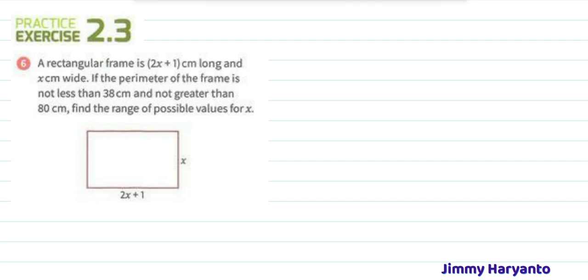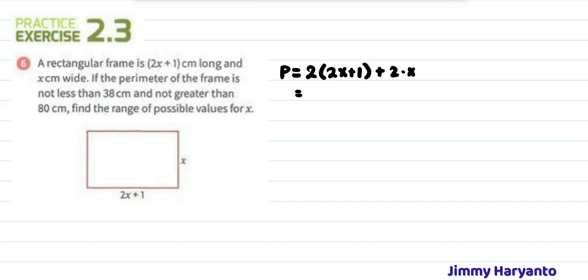Okay, next is question 6. The question says the perimeter. That means we have to find the perimeter first. Perimeter is 2 times the length plus 2 times the width. That means we can simplify this one into 4x plus 2, and this one is 2x, and then we can add them all. So you'll have 6x plus 2 for the perimeter.